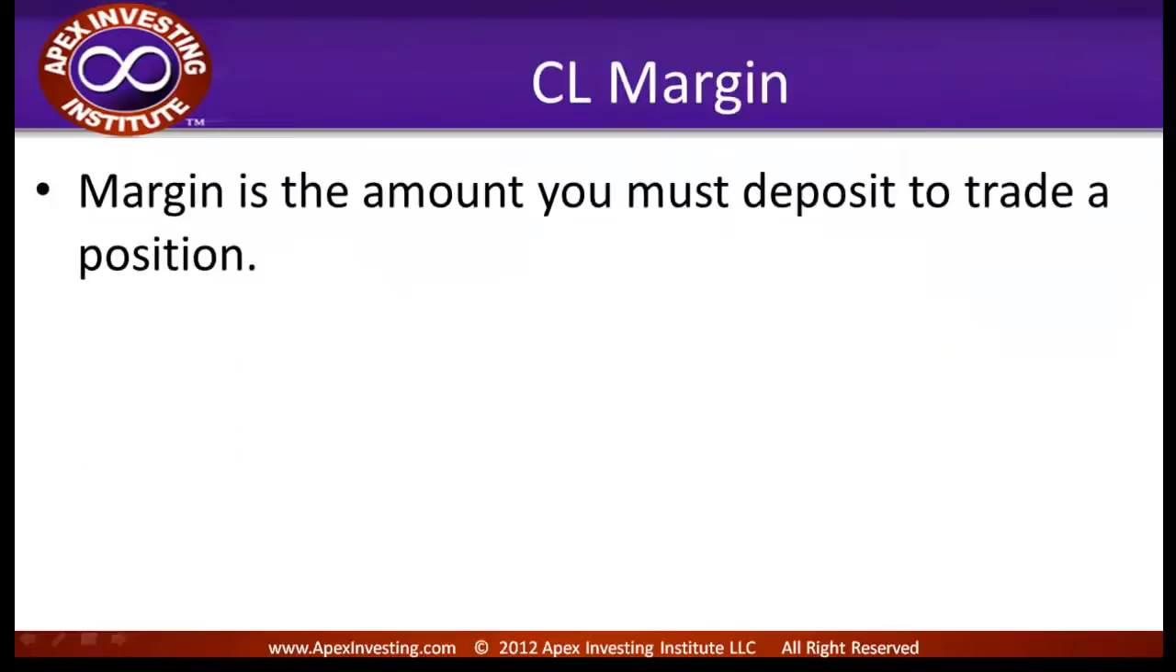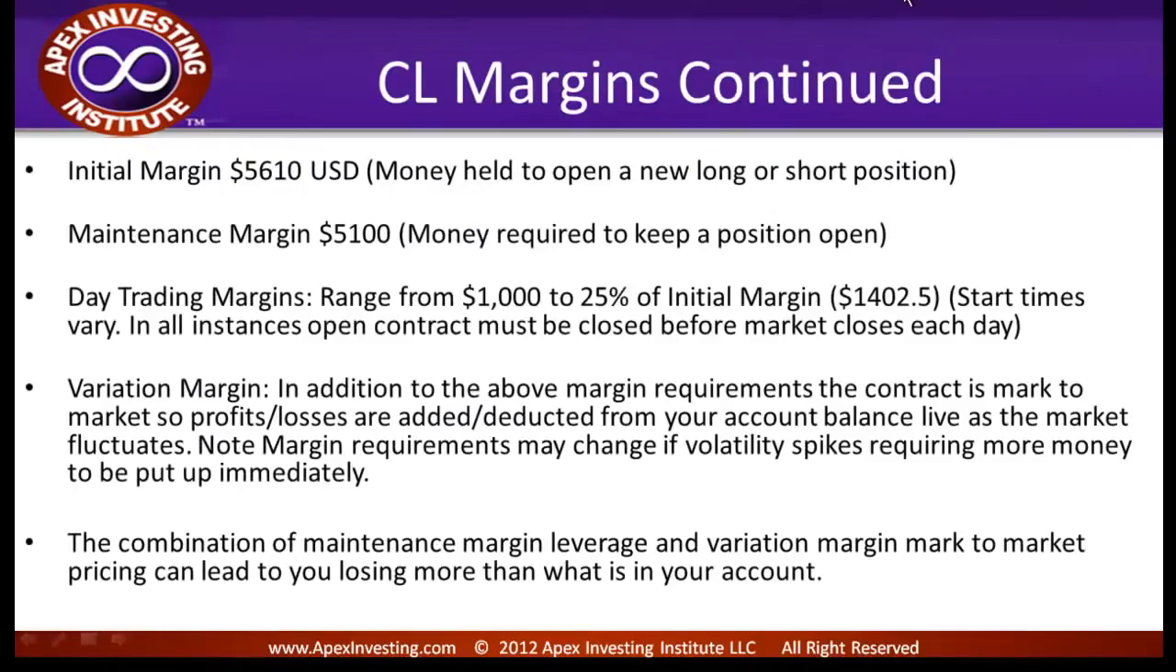When trading futures, you're asked to put up margin. Margin is the amount of money you must deposit to trade a position. The initial margin set by the CME is $5,610. This is the amount of money you need to open a new long or short position on oil. Maintenance margin is $5,100, and this is the money required to keep a position open.